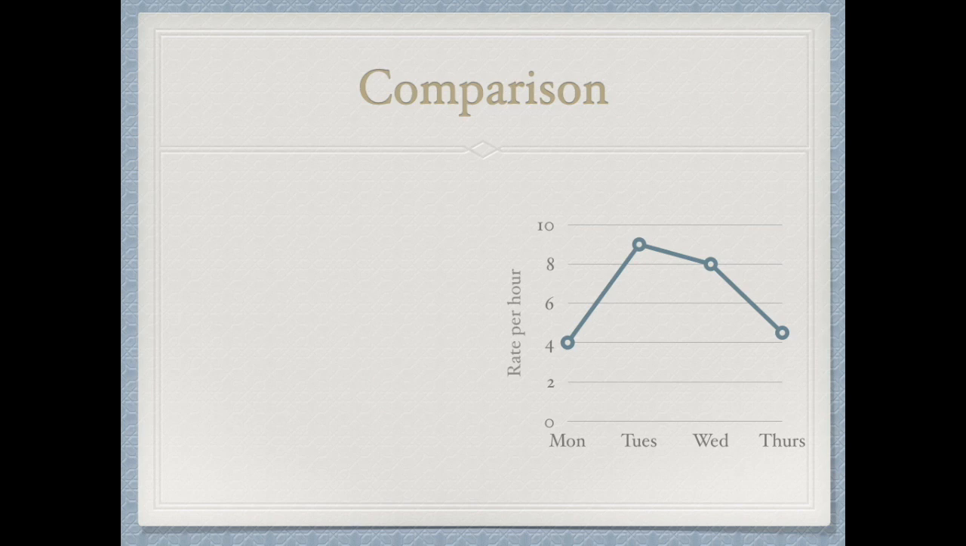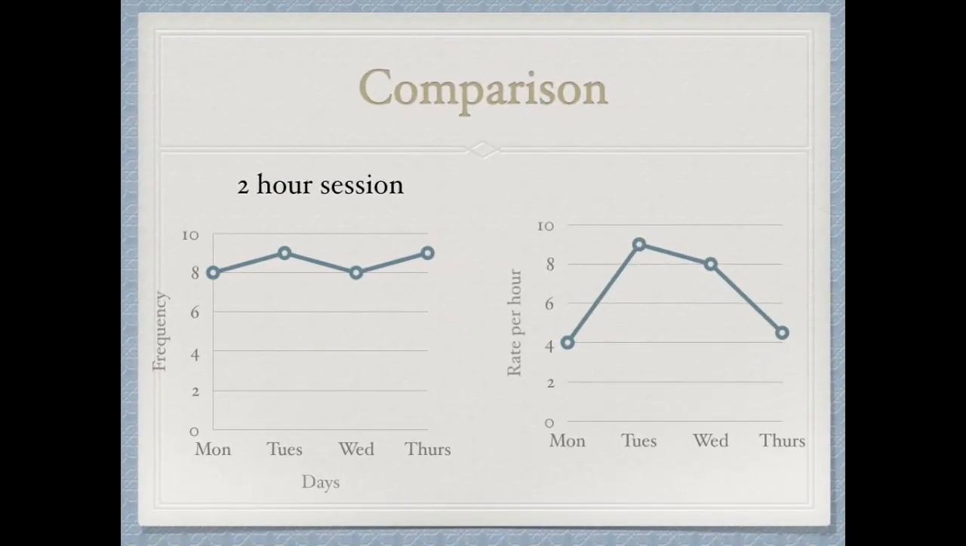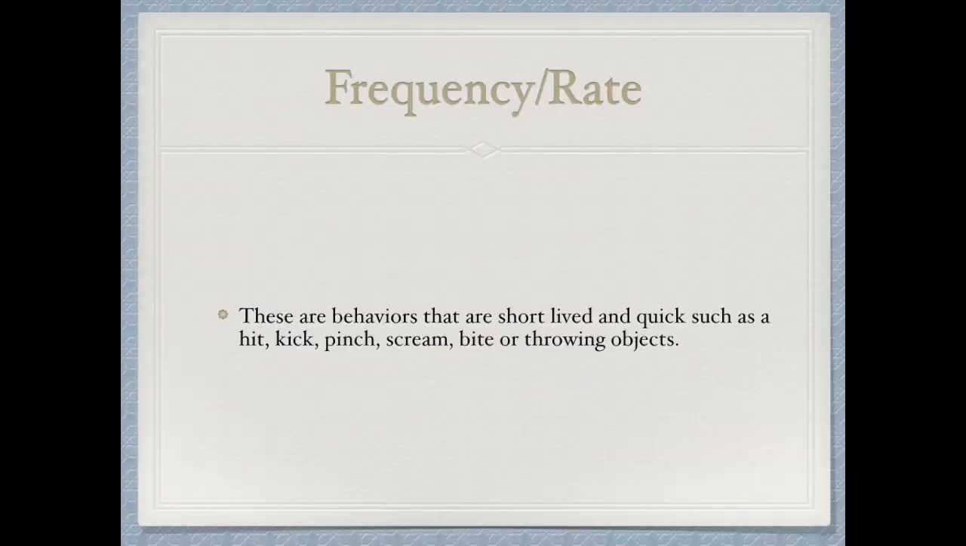When we look at the graph visually, it looks very different than the other graph. We see the rate of behavior per hour, which is more accurate. So if the session times change, we want to ensure that we're using the right measurement. So frequency if the session times stay the same, and rate if there's a variation in the session times. Remember, frequency and rate behaviors are short-lived and quick, such as a hit, kick, pinch, scream, bite, or throwing objects. You can count the behavior right away.